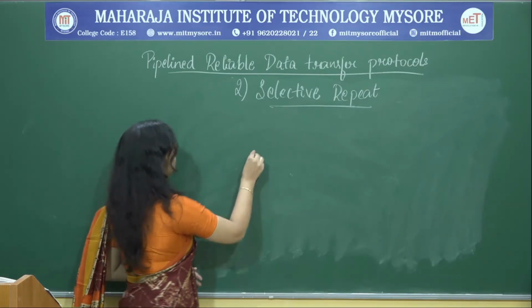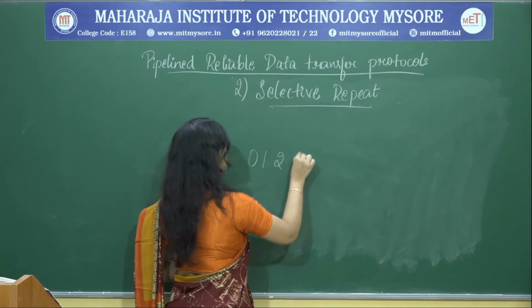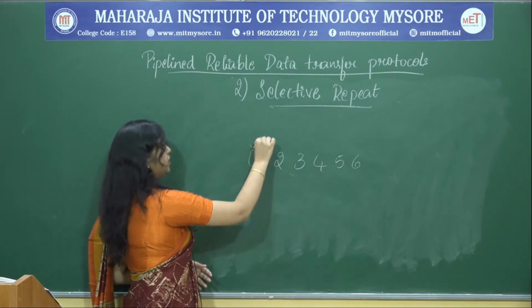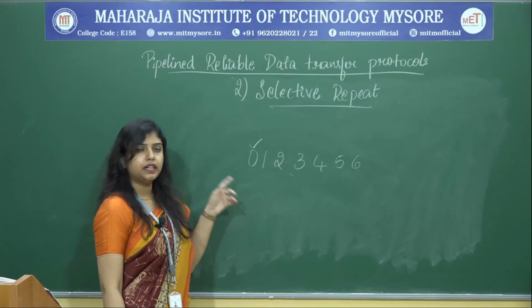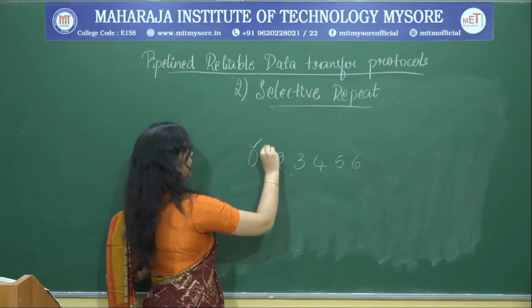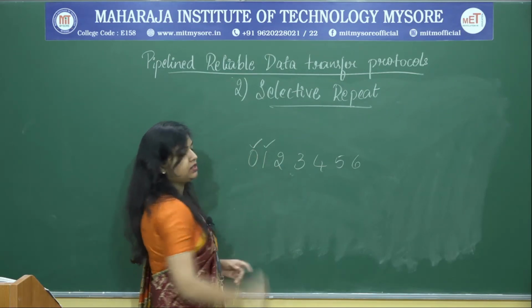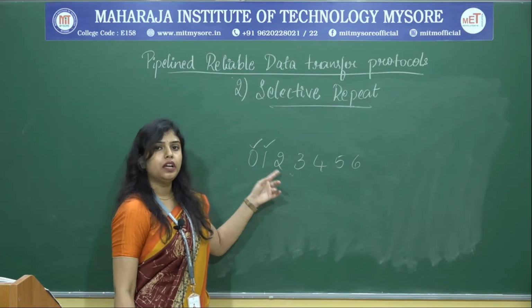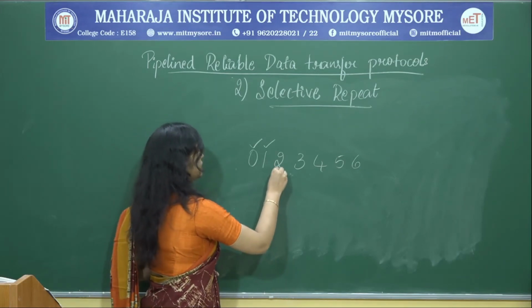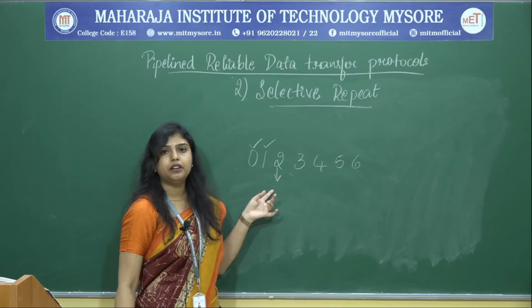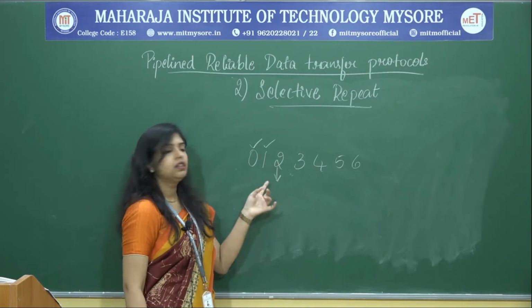That means, let us suppose packet 0 is sent and its acknowledgement is correctly received, and packet 1 is sent and its acknowledgement is received. If packet 2 is lost, what will we do? We will just select this packet, and we will retransmit only this packet.